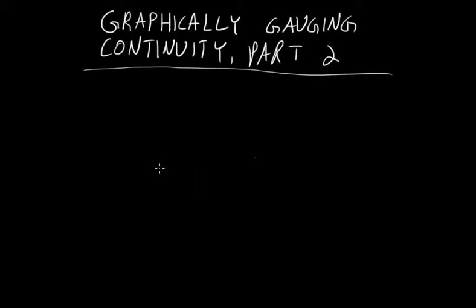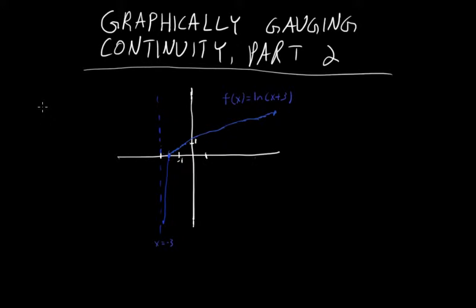So in this video, we're going to be looking at graphs of several more types of functions under the lens of continuity. The first function we're going to be looking at is f of x equals ln of (x plus 3). I've graphed it here. You can see it has a vertical asymptote at x equals -3. But more importantly, the graph of f of x equals ln of (x plus 3) is the graph of g of x equals ln of x, just shifted 3 units to the left.